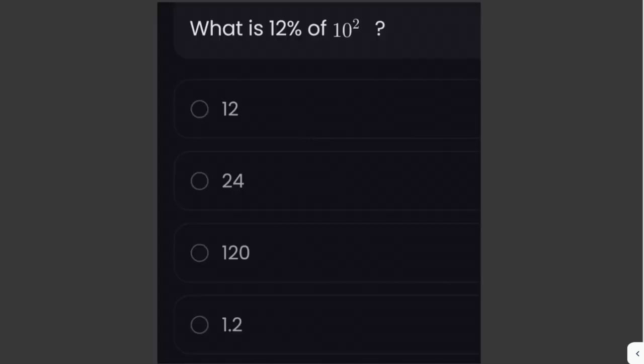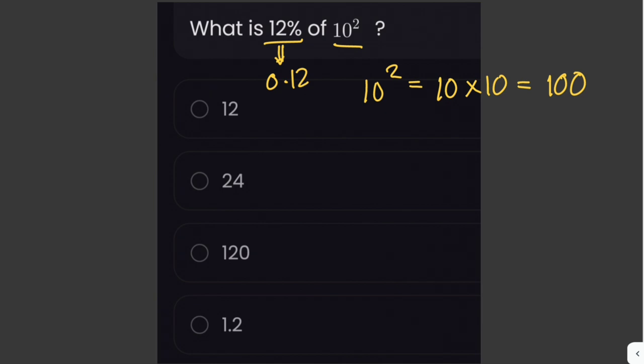What is 12% of 10 squared? Okay, now to solve this one, let's expand 10 squared first. 10 squared is just equivalent to 10 times 10, which is equal to 100, and then we multiply this by 12%. So 12%, we can write this in decimal form as 0.12 by dividing 12% by 100. So this is 100 times 0.12, which is just equal to 12. So the answer here is 12.